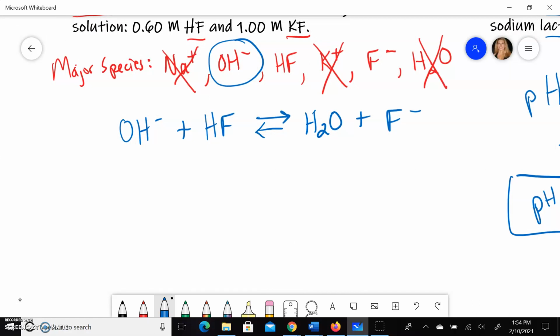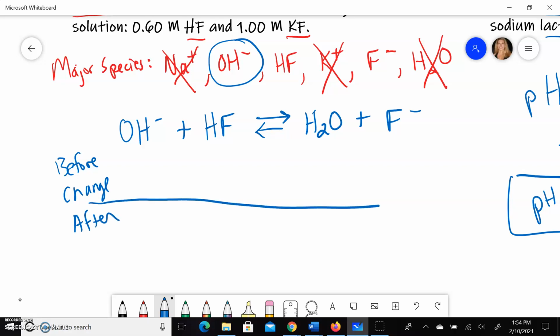This is not an ICE box because the purpose of an ICE problem is to figure out how much something dissociates, and we do that for weak acids and weak bases because we don't know how much they dissociate. This one, we know hydroxide is going to react to completion. So it's going to be set up similar to an ICE problem, but we're going to call it a before, change, and after. We're not talking about equilibrium here. We're not trying to see how much it breaks apart. What we're trying to do is just see how much will be left after all of the hydroxide reacts. So this is a BCA problem.